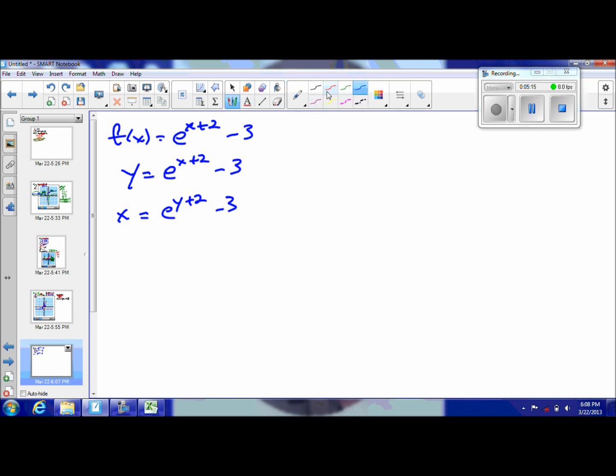I can't have this debris hanging around here, so I'm going to add 3, so I get x plus 3 is equal to e to the y plus 2. Well, now if I take a logarithm of both sides, that is going to free up my y as an exponent. So I'll write it out just so that you can see it. I'm going to use ln, because that is log base e.